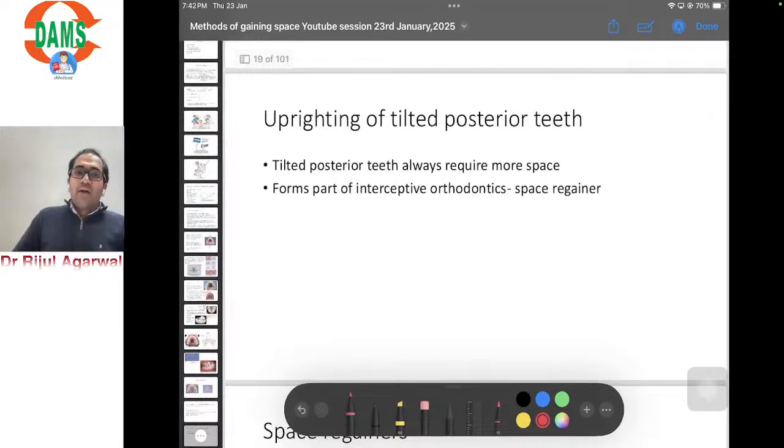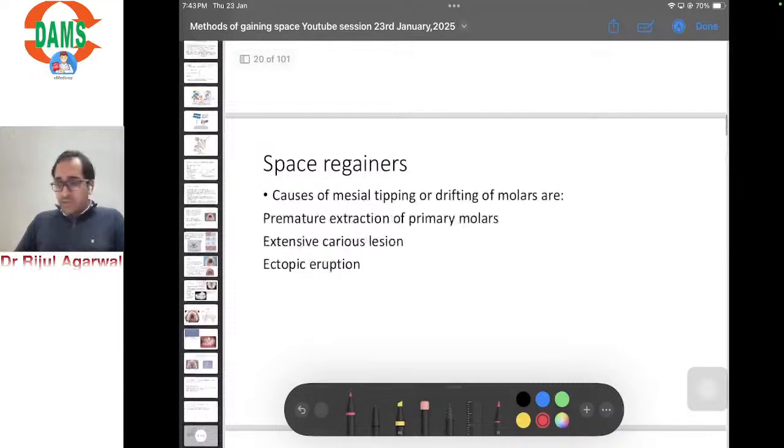Next is uprighting of tilted posterior teeth. Sometimes the teeth are mesially or distally tilted, which leads to them acquiring more space in the arch. So what we do is upright those teeth so as to gain more space. They form part of the interceptive orthodontics known as space regainers. So what are space regainers?